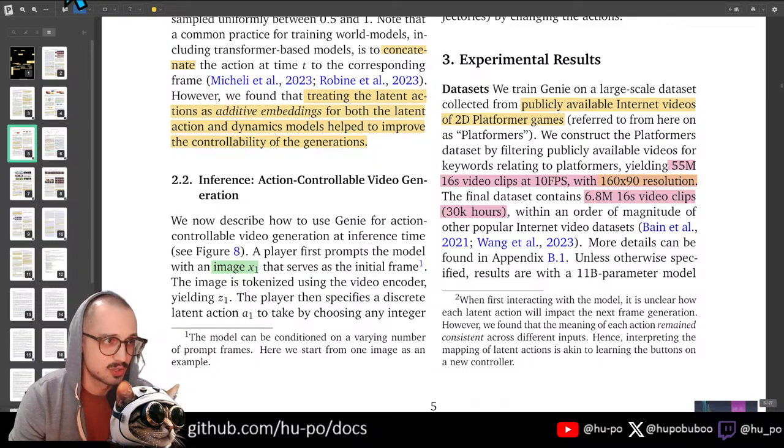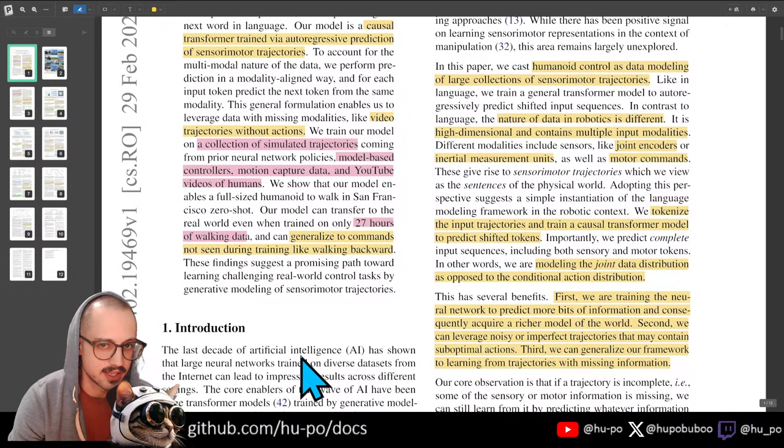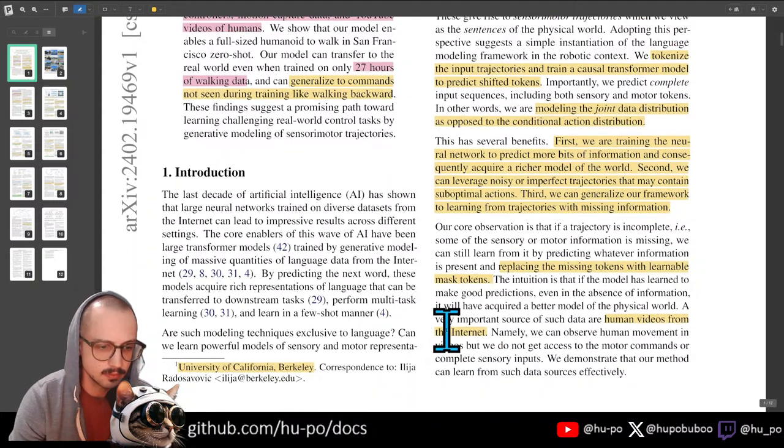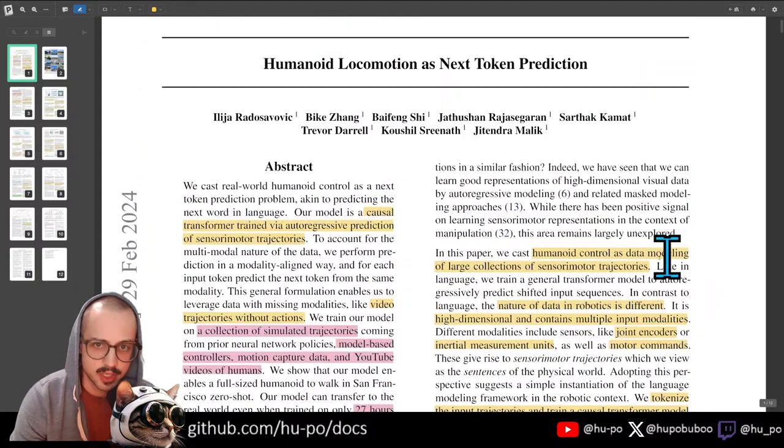So 27 hours of walking data is basically nothing compared to some of the data set sizes that we see for these types of problems. Finally here, it generalizes to commands not seen during training, like walking backwards, so it's able to transfer learn into new domains.